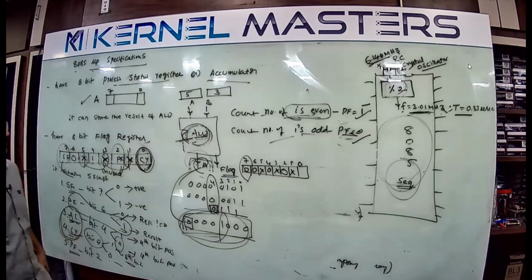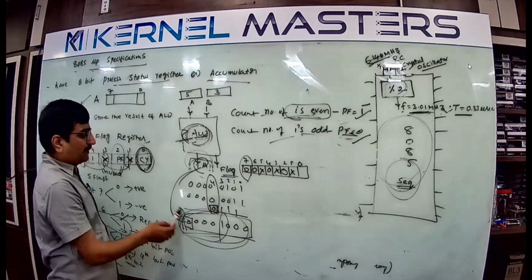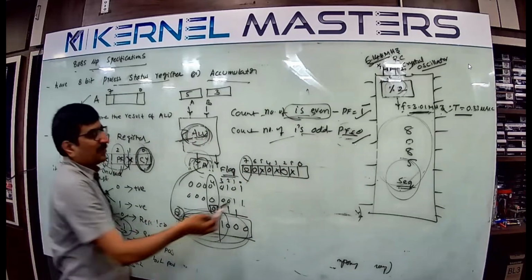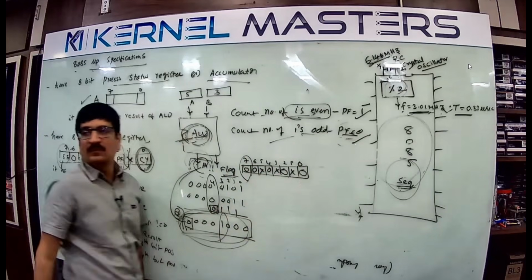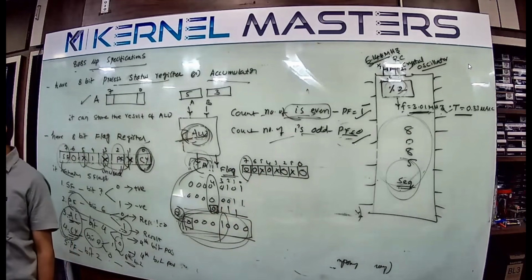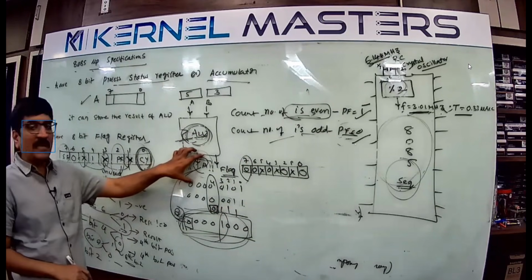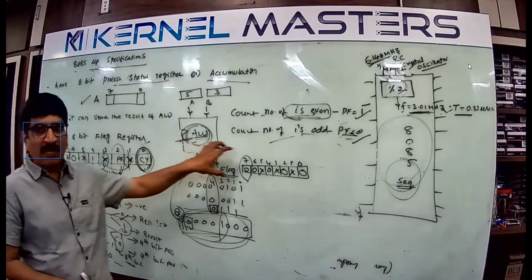Carry flag. Carry is the 8th bit position. No carry. So tell me what the answer is. 0. So all the flags are now 0, depending on the result. You understood or not? The flag register also depends on the result. The accumulator contains the actual data, but the flags contain the status of the system.